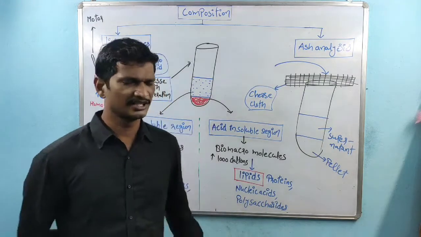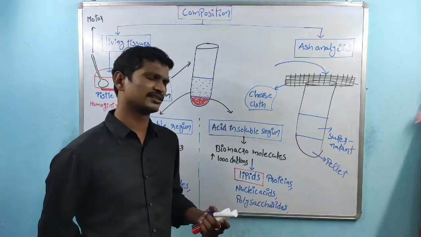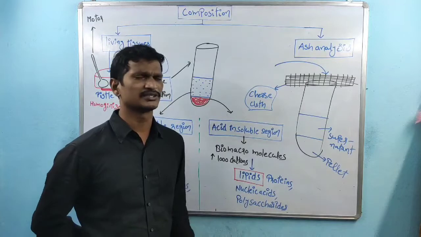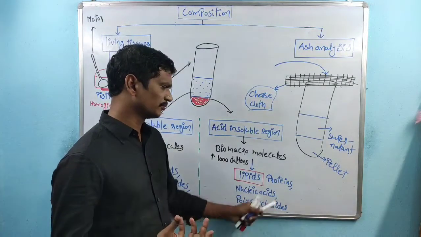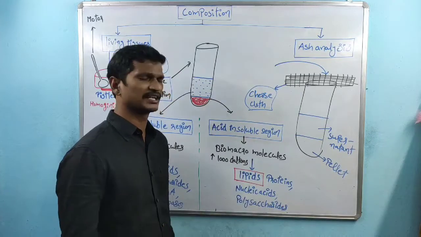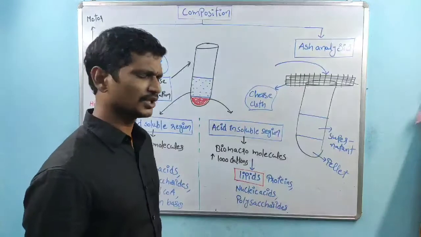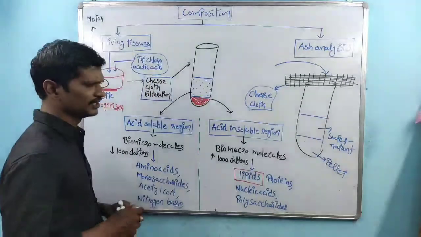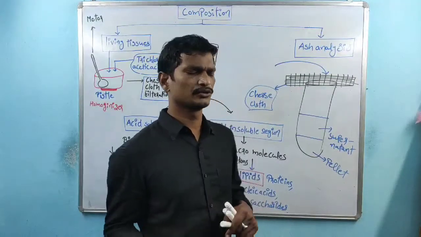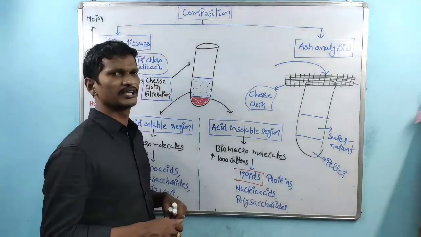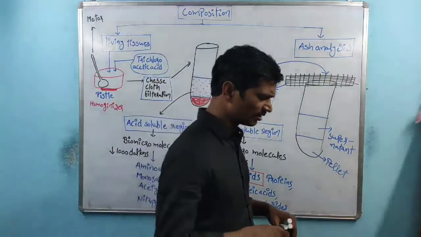Lipids are also there, but the lipid case is quite different. I will discuss the lipids later. Proteins, nucleic acids and polysaccharides are all true biomacromolecules. Why are these considered biomacromolecules? Because they have more than 1000 Daltons. The molecular weight is more than 1000 Daltons.